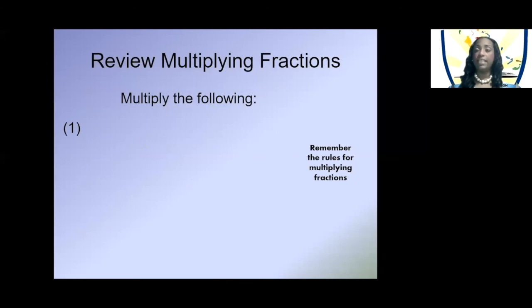I just want to recap from previous lesson, multiplying fractions. I'm going to put up a question and I want you to attempt with prior knowledge. If you can see the screen, I have up the fractions 2/3 times 2/4. So it's 2/3 of 2/4. Remember the rules for multiplying fractions. You're going to multiply your tops together and you're going to multiply your bottoms together. So 2 times 2 is 4 and 3 times 4 is 12.